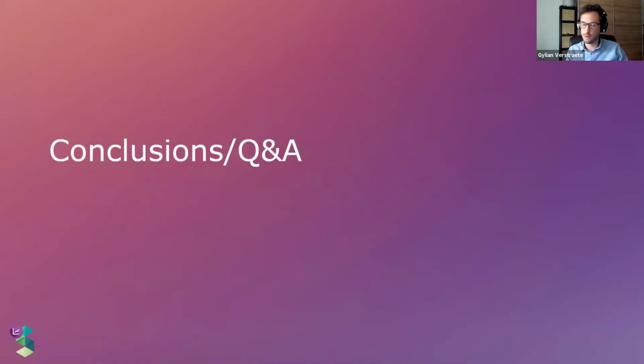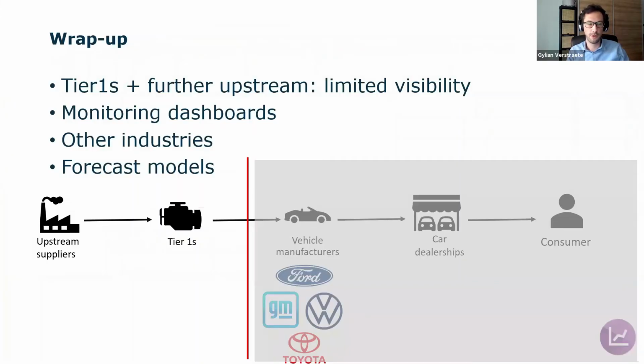So, okay, we've reached the conclusion now, and the question and answering part will be within 5 minutes. As a wrap up, we see that there's a huge need for tier ones and further upstream producers in the supply chain to get some more feeling about what happens in the supply chain, because they have such limited visibility. The only information they actually get is the forecast or the orders they receive from the OEMs.